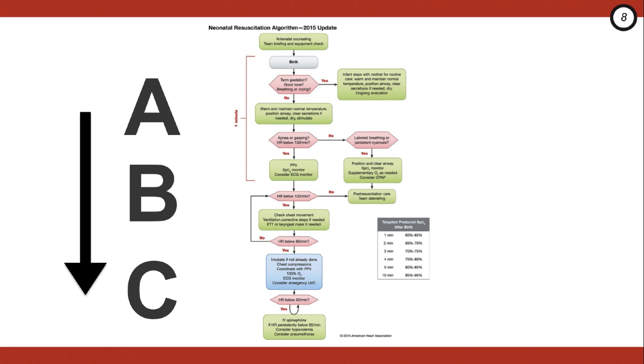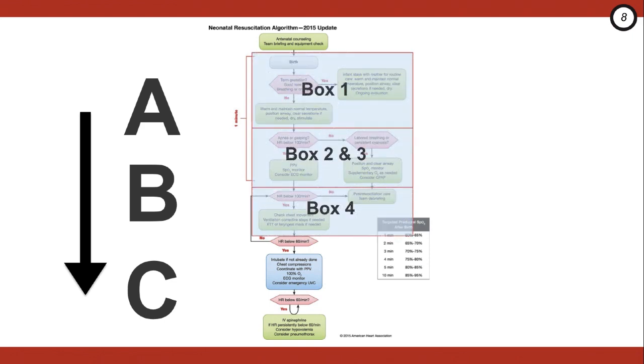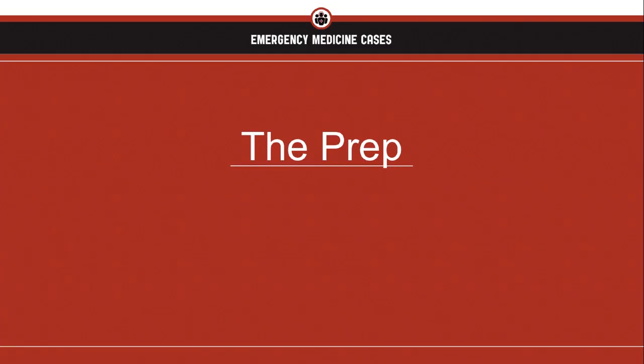To make it simple, we've broken it down into a series of boxes, the decision points, and we'll discuss each of them individually. The last part of the algorithm will focus on circulation, which will be covered in part two. The goal is to have a warm, pink, and sweet infant.